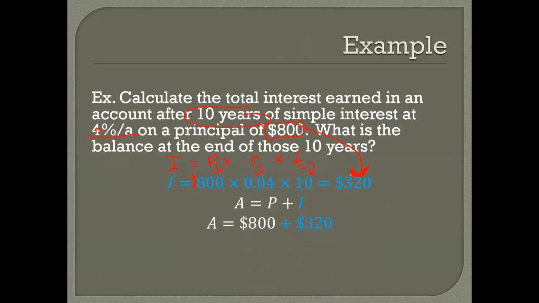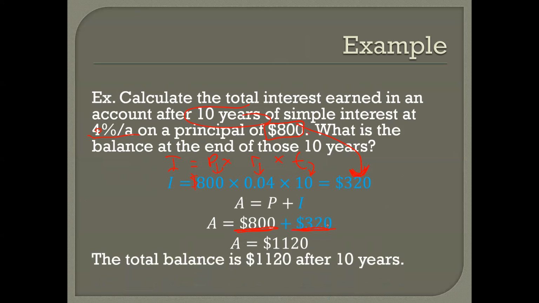So if you want to find the total amount that he has in the account, you simply take the $800 that we deposit into our account and we add $320. And when we add the $320 to the $800 that was initially deposited, we get $1,120. So that means that the total balance after 10 years is $1,120. And that is our final answer there.